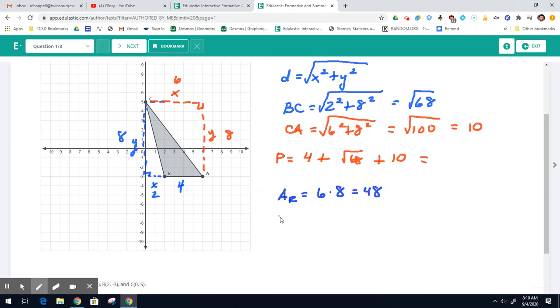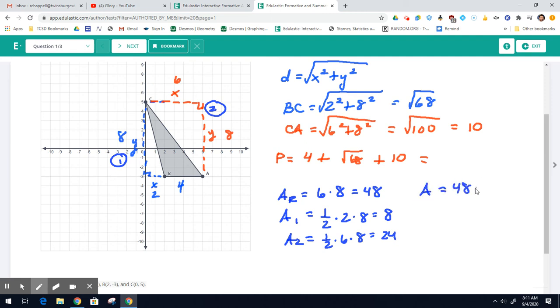Then let's find the area of this. Let's call this triangle 1, and let's call this triangle 2. Let's find the area of triangle 1. That's going to be 1/2. Your base is 2, and your height is 8. Half of 16 is 8. And then area of triangle 2, 1/2, your base is 6, and your height is 8. Half of 48 is 24. So to find the area of the shaded triangle, it's going to be 48, the rectangle, minus 8 minus 24.